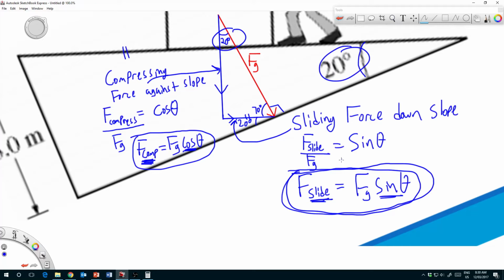Okay. So anytime we need to find out how much force is causing the box to slide down, we'll use this formula, Fg sine theta. If I need to know how much force is compressing the box to the slope, we'll use this formula, Fg cos theta. Okay. And there we go.